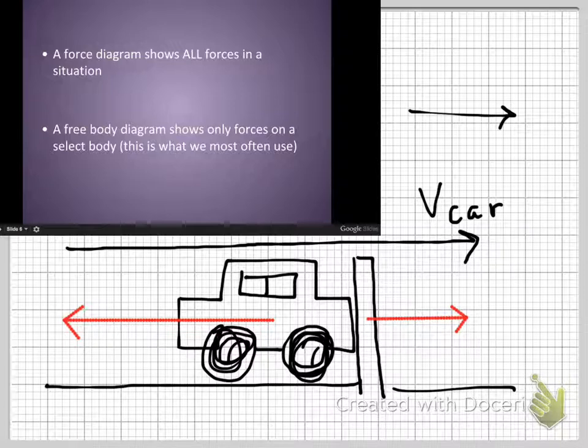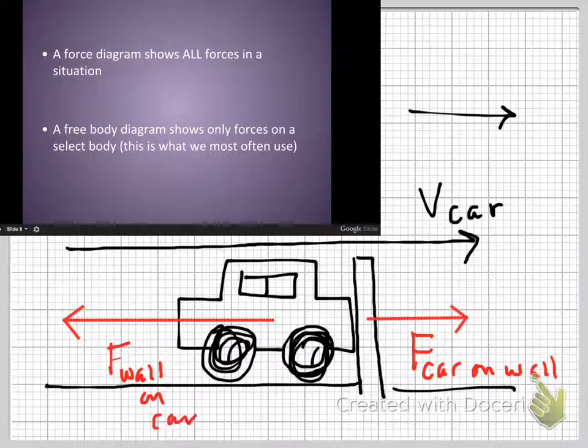We would label these forces. You put the thing that's being acted on, and the force acts in the middle of that object. It's going to get easier when we do free body diagrams. So this is the force of the car on the wall. This is the force of the wall on the car. So we do a lot of labeling.